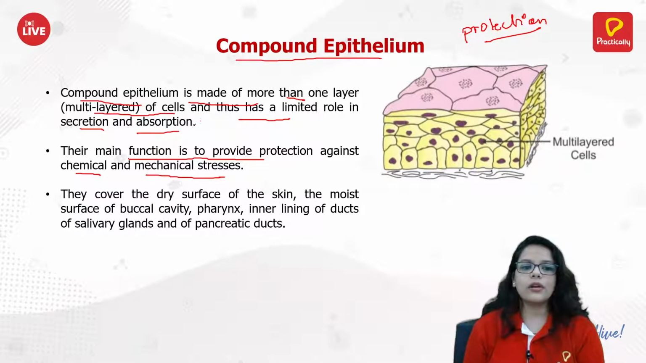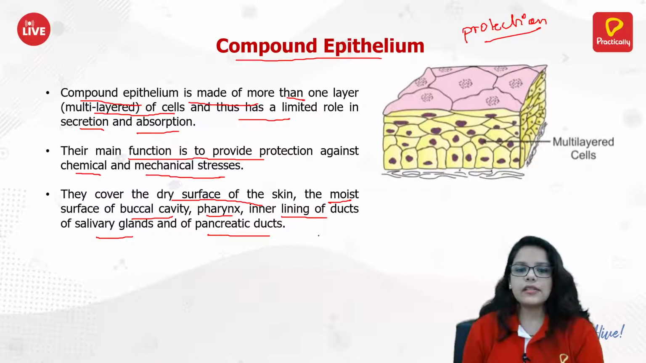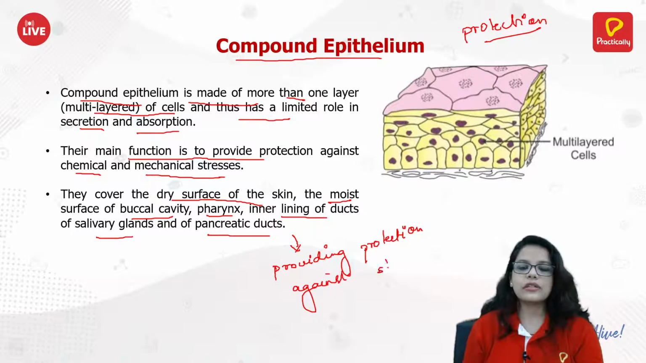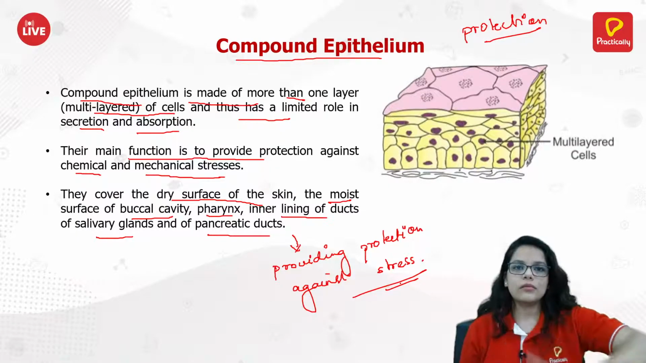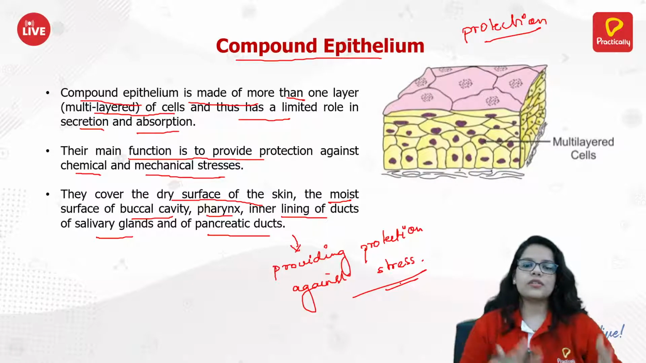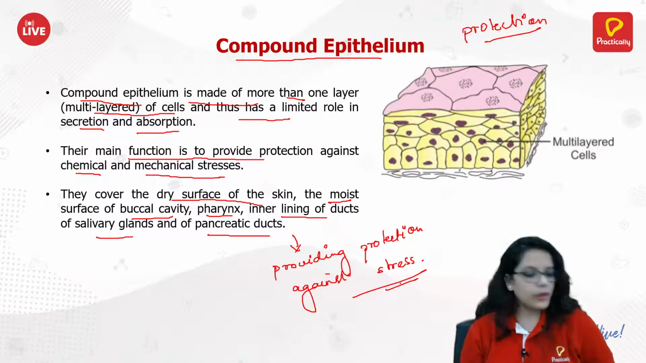This just provides protection. They cover the dry surface of the skin, the moist surface of the buccal cavity, pharynx, and the inner lining of ducts, salivary glands, and pancreatic duct. Basically, these areas are providing protection against stress. It can be mechanical, can be chemical, any kind of stress. These areas are just providing support. That's all. No other functions such as secretion work with compound epithelium.